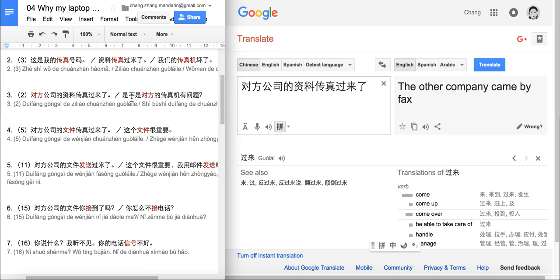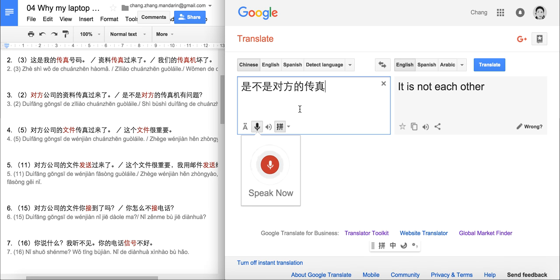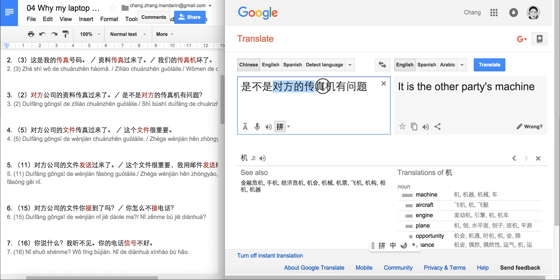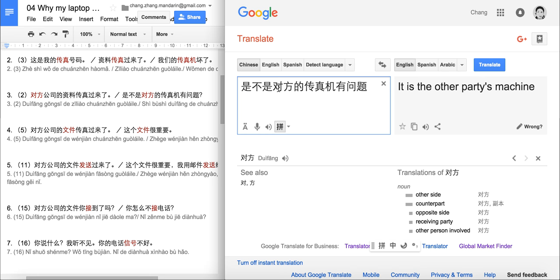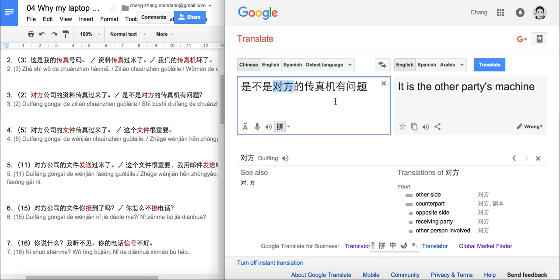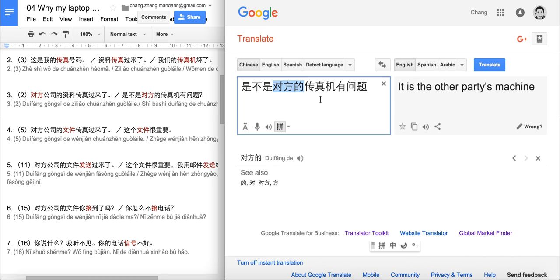Right? Perfect. Next one. 是不是对方的传真机有问题? You didn't get the material. Okay, first, remember, 传真机, that's the fax machine. And this one, 对方的传真机, that's the fax machine of the other side, right? And this one, 是不是? Is it or not? Is it or not that the fax machine of the other party has a question, or here refers to problem, right? Is something wrong with the other side's fax machine?